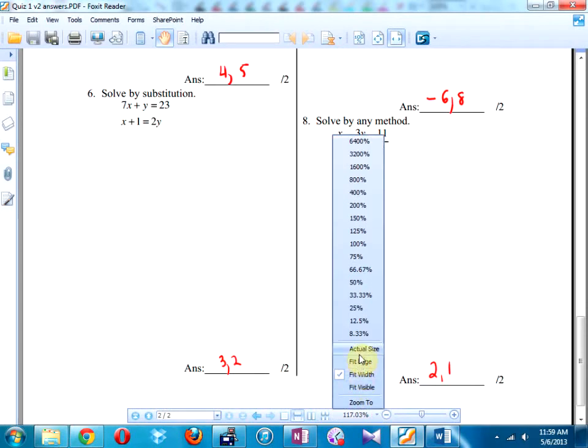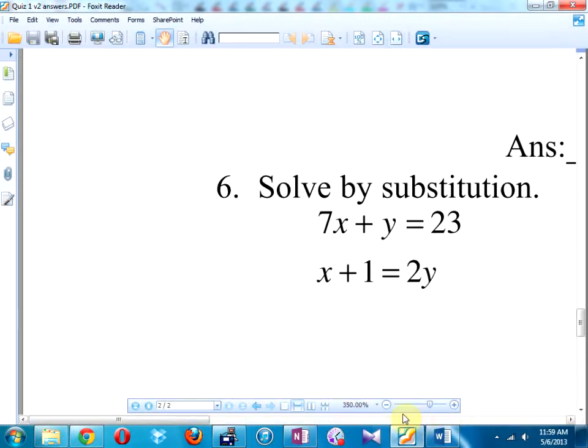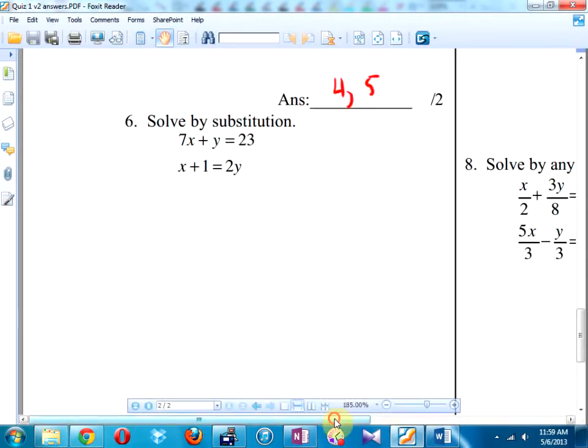Number 7, this one I actually had to work out because my graphing calculator didn't help at all. Let's zoom in a bit more. Oh, a little too much, Mr. Dueck. Yoink.